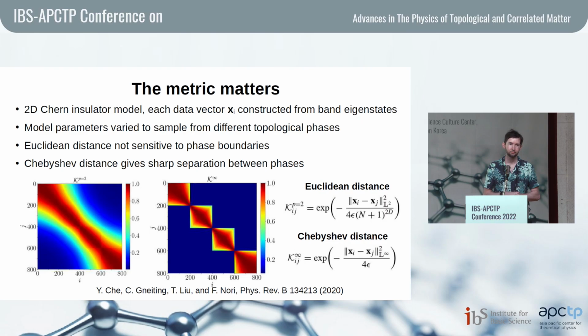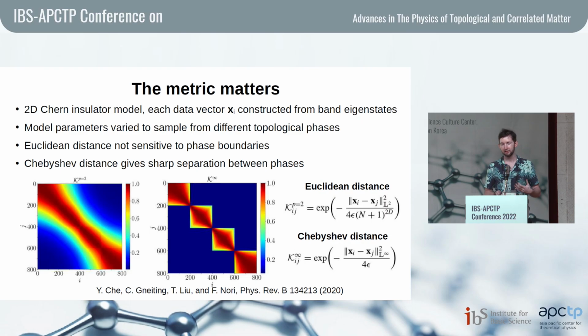So each point corresponds to the Bloch functions of a band. And then we draw from different model parameters, which we draw from different phases, so different phases with different Chern numbers. So if you use the standard Euclidean distance to compare these different data points, you get the following distance matrix, which is smoothly varying and does not exhibit a sharp contrast between the different topological phases.